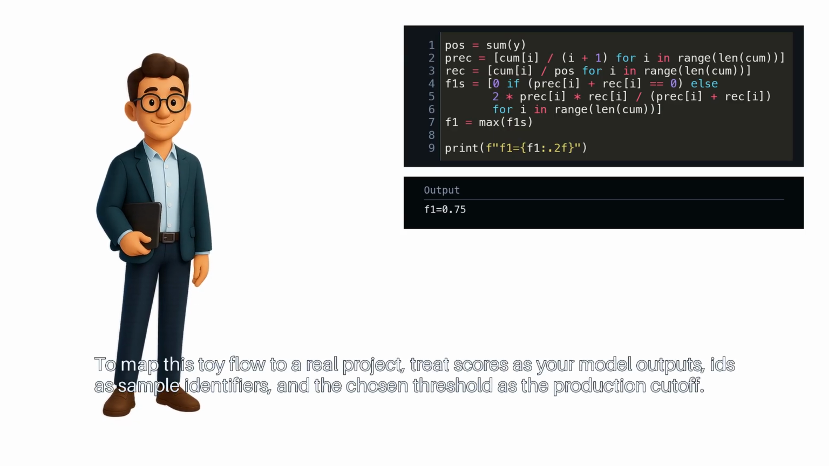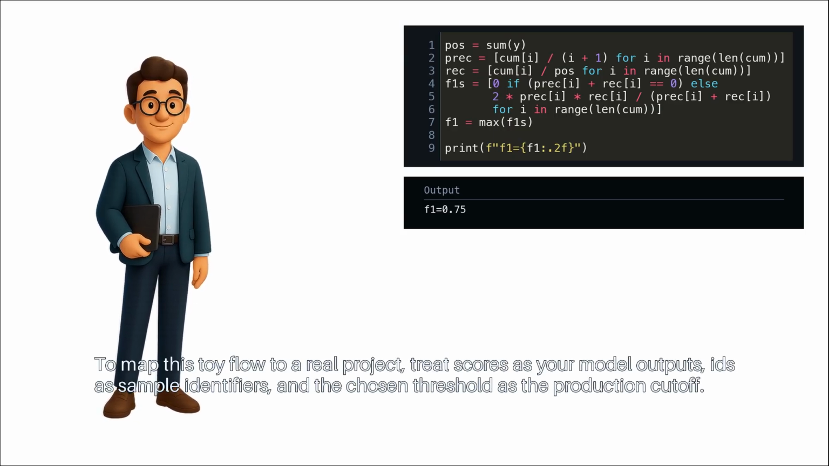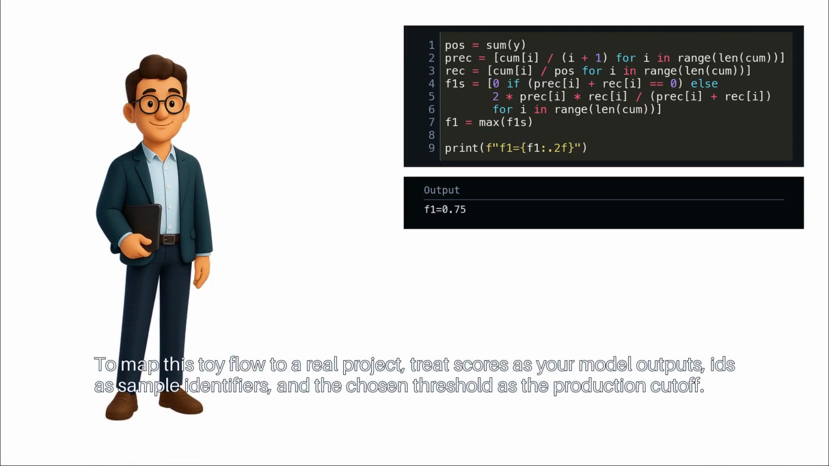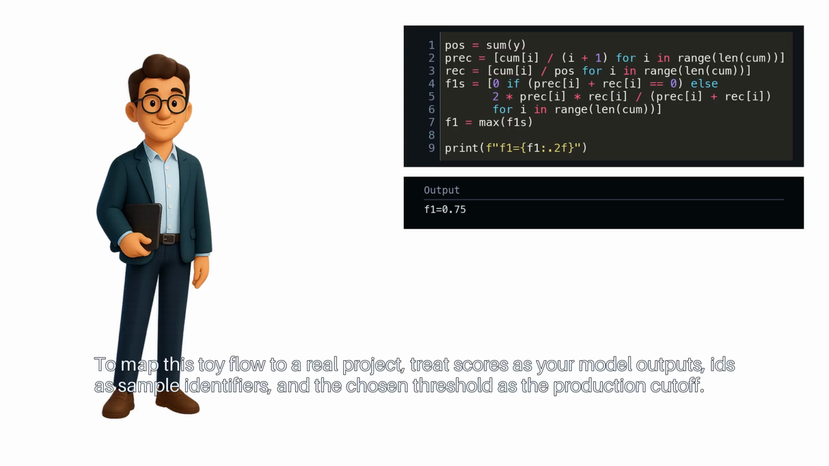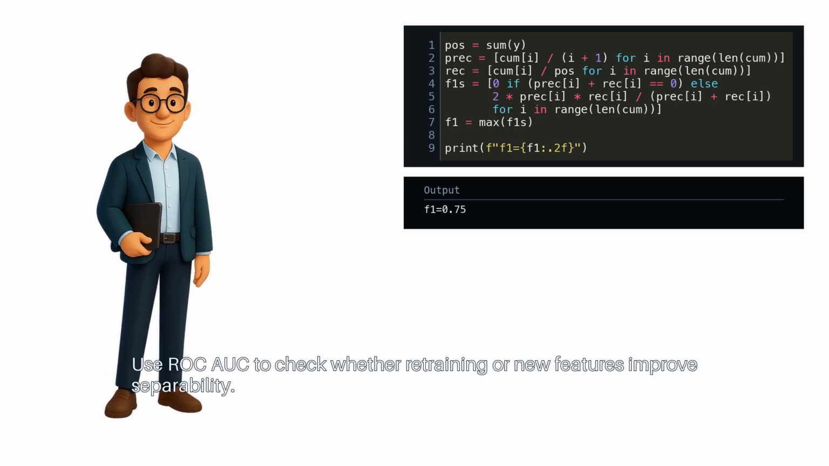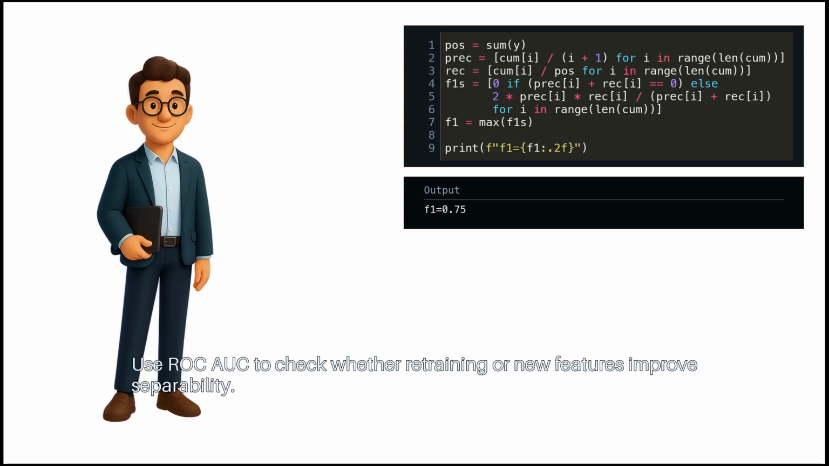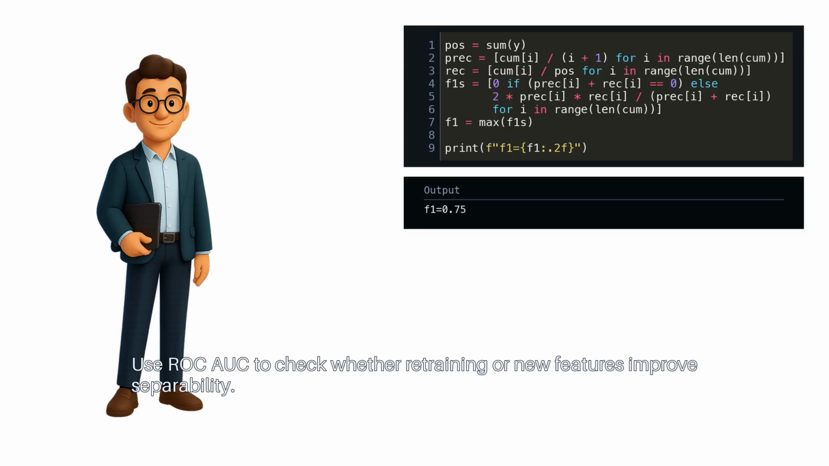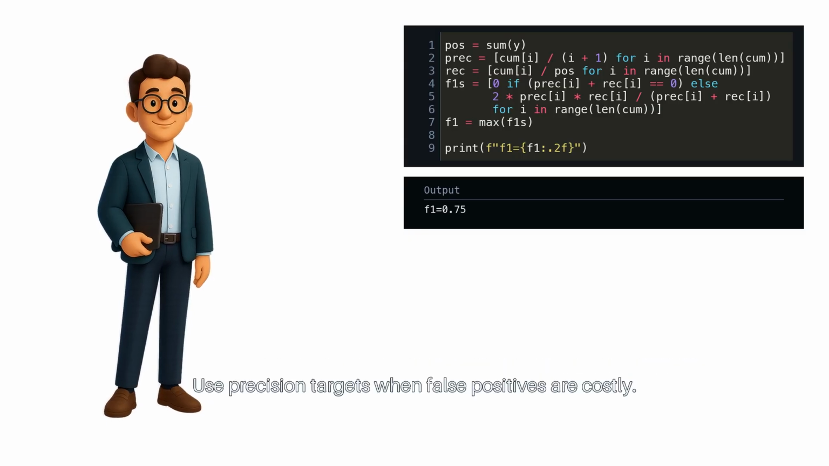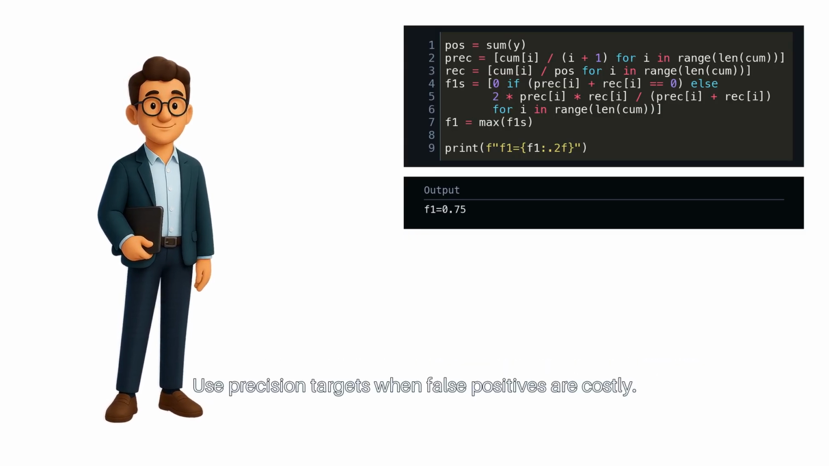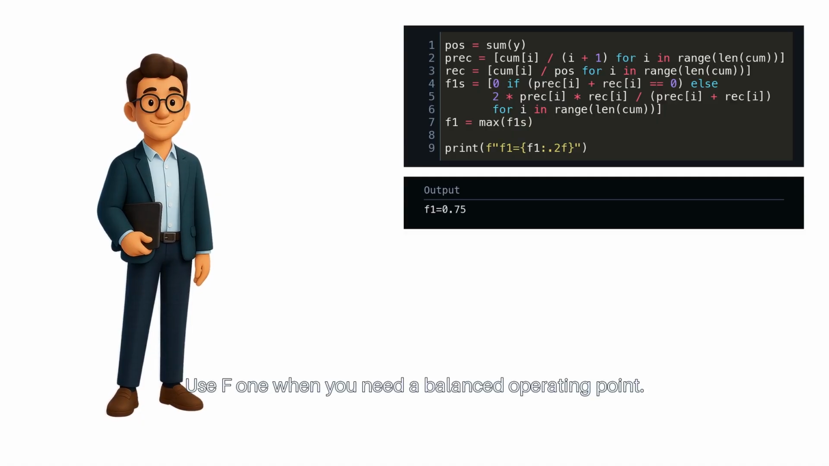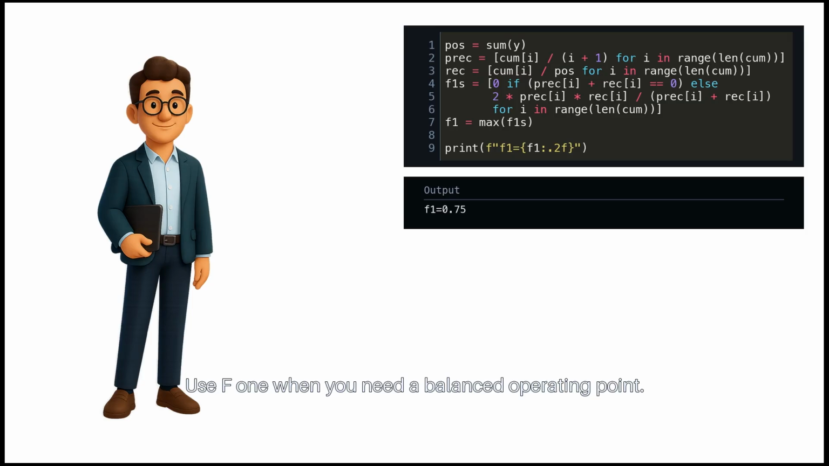To map this toy flow to a real project, treat scores as your model outputs, IDs as sample identifiers, and the chosen threshold as the production cutoff. Use ROC AUC to check whether retraining or new features improve separability. Use precision targets when false positives are costly. Use F1 when you need a balanced operating point.